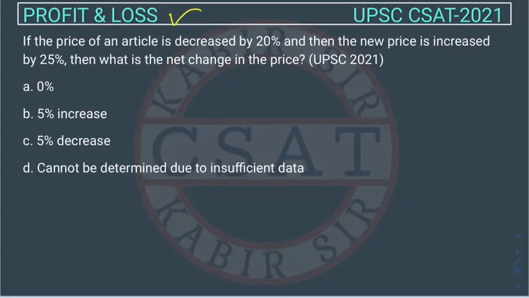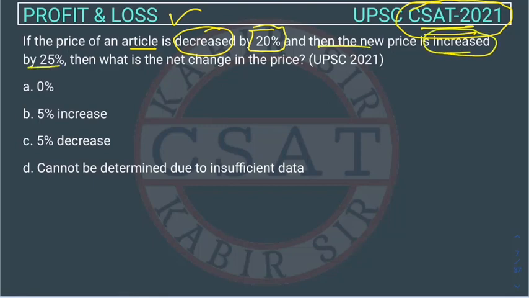This is a question of profit and loss asked in the UPSC Civil Services Examination CSAT paper 2021. The question is, if the price of an article decreased by 20%, then the new price is increased by 25%, then what is the net change in the price? See, this kind of question is asked many times in the UPSC exam, right? And this is very easy.